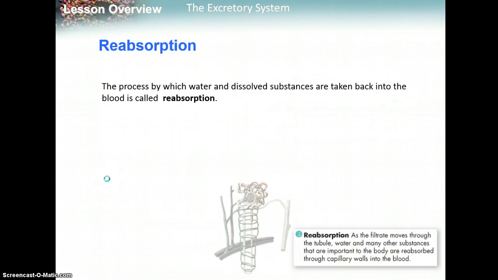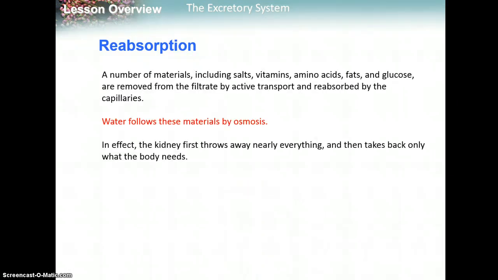Also, your kidney will reabsorb stuff that it filtered out. Usable substances that can be recycled will get reabsorbed. The process by which water and dissolved substances are taken back into the blood after they've been filtered out is called reabsorption. As the filtrate moves through this tubule, and you have tons of these tubules in your kidneys, water and many substances that are important to the body are reabsorbed through the capillary walls into the blood. So all these items, salts, vitamins, amino acids, fats, glucose, can be removed from the filtrate and reabsorbed.